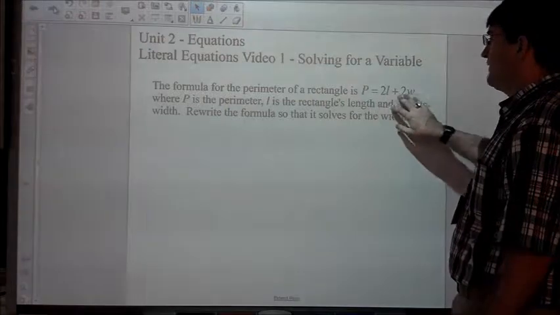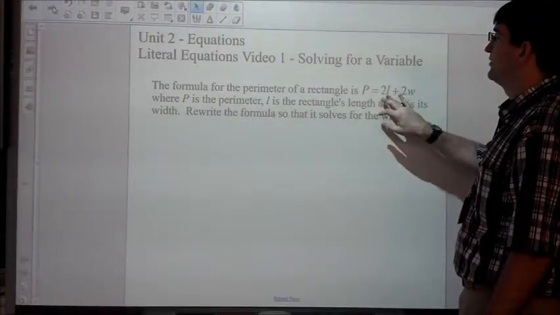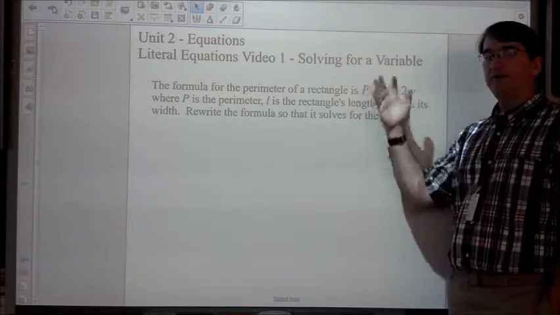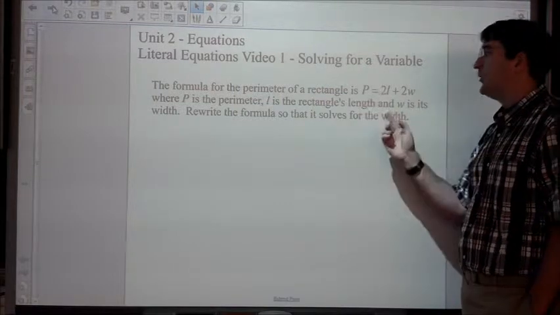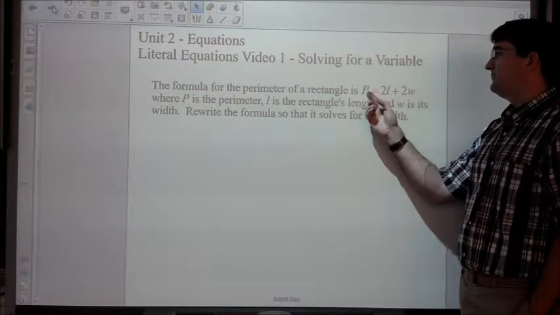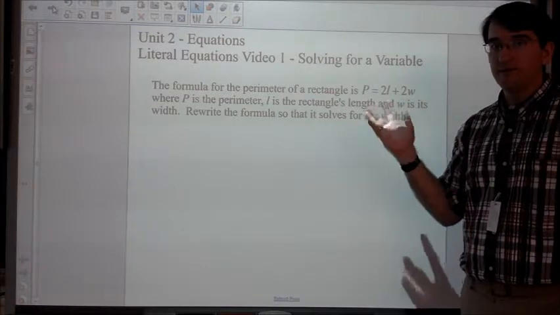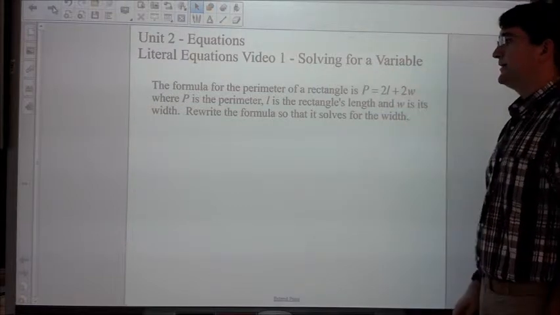But this is a literal equation right here: P equals 2L plus 2W, this formula for the perimeter of a rectangle. It's called a literal equation because there's more than one different kind of variable in it. If everything was just x, it would be a regular equation. You could solve that equation for x because there's only x. But there's more than one letter here.